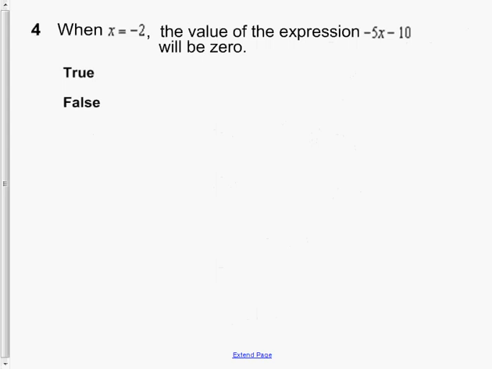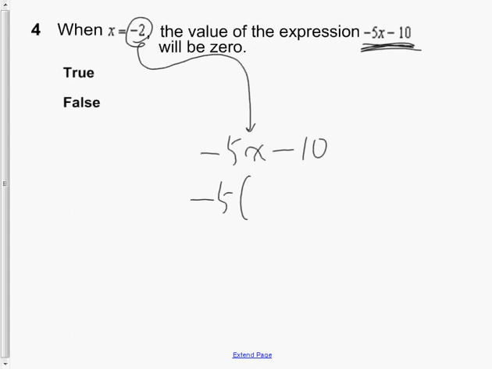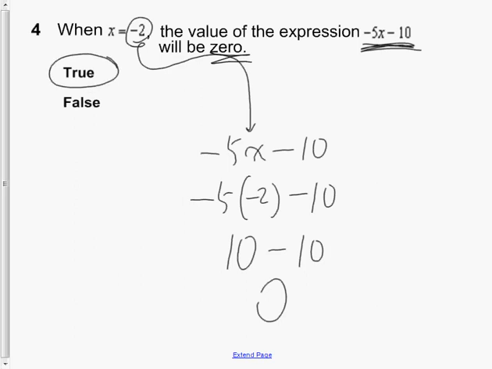And in question 4, when x is negative 2, this expression will have a value of 0. So what you have to do is simply write your expression and substitute the value negative 2 for your x. So negative 5x is the same thing as negative 5 times negative 2. Negative 5 times negative 2 is a positive 10, and 10 minus 10 is 0, and therefore, since it does say 0, it's true. If x is negative 2, this expression will have a value of 0.